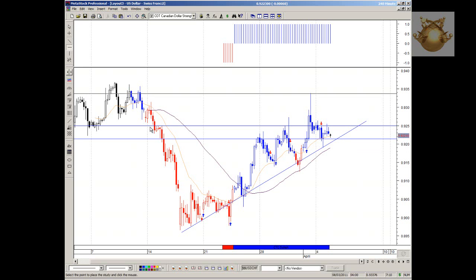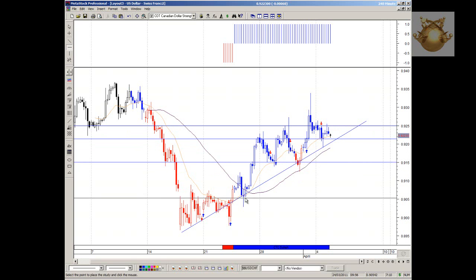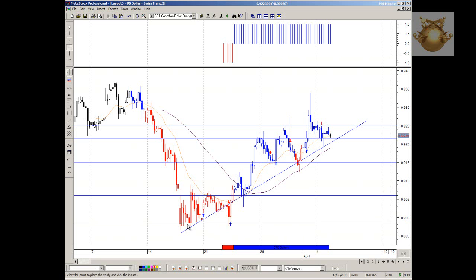And then we could look at potential targets being here for one, because you've had price support and resistance and support at this level at 0.915, and below that another consolidation roughly here at 0.9056, and ultimately right down back to the lower swings that we saw back on the 17th at 0.898.